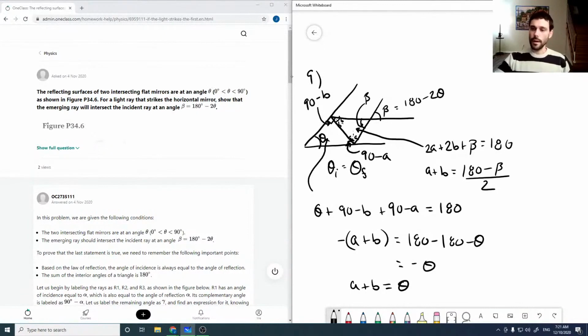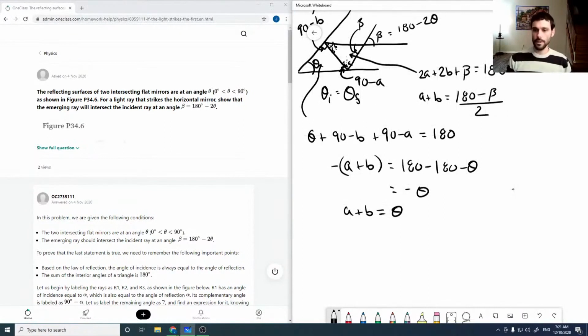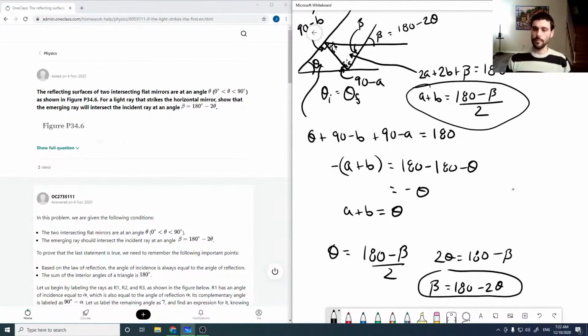And so then we basically have the solution here. So theta is equal to 180 minus beta over 2 from this expression. Multiply by 2. So then 2 theta is 180 minus beta. Rearranging, beta is 180 minus 2 theta. And then there's our solution. Okay, so that looks pretty good.